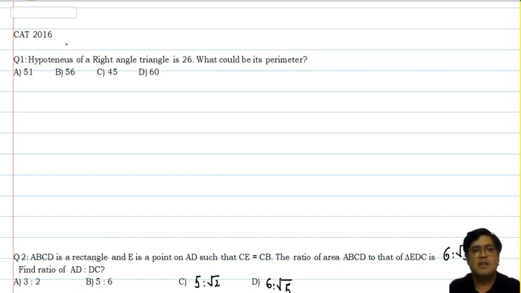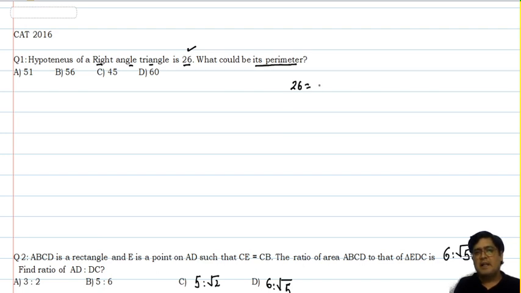First problem that I have on the screen is from CAT 2016. Hypotenuse of a right angle triangle is 26. What could be its perimeter? Only one side has been given of a right angle triangle and we are asked to find the perimeter. Perimeter means sum of all sides. This question involves knowing or remembering Pythagorean triplets.